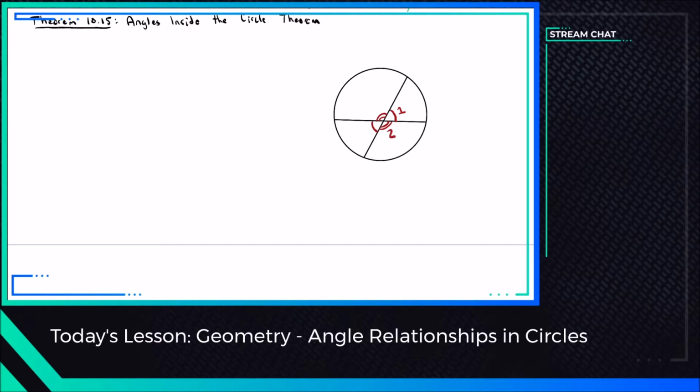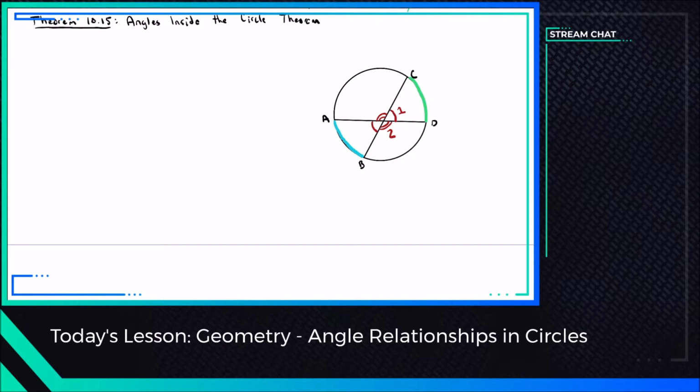We need to throw down some points where these chords intersect the edge of the circle. So we're going to have A, B, C, and D. Arc AB, we're going to highlight in this bright blue color. Arc CD, we're going to highlight in this nice green color. And we're going to leave AC and BD both black.